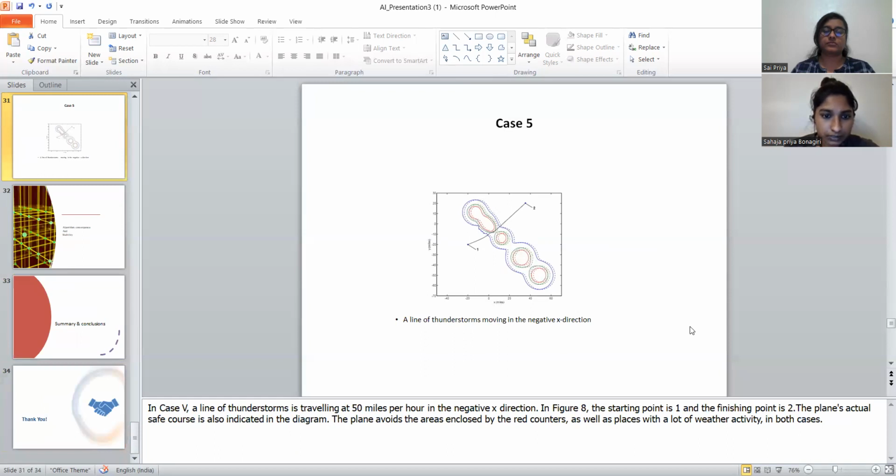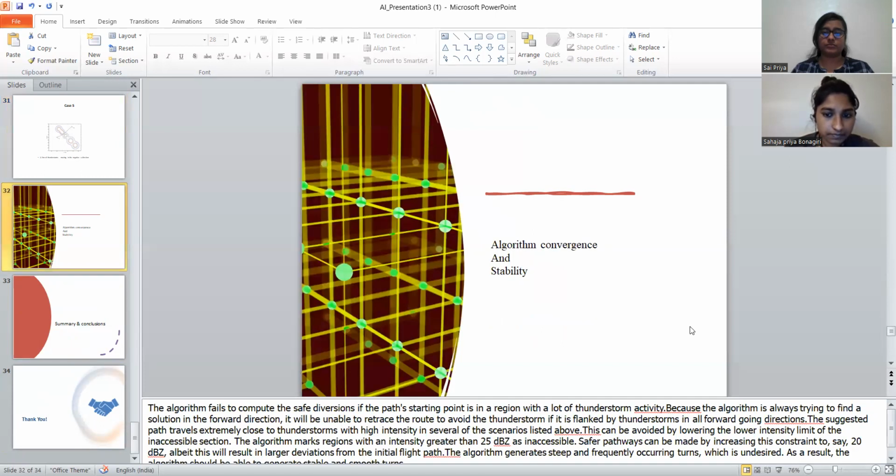In this picture, a line of thunderstorms is moving at 50 miles per hour in the wrong direction. It also shows the starting point 1 and the ending point 2. The plane's safe route is also shown in the diagram. So this is how it works. The plane doesn't go near the areas marked with the red contours or places where there is a lot of bad weather. Next slide.